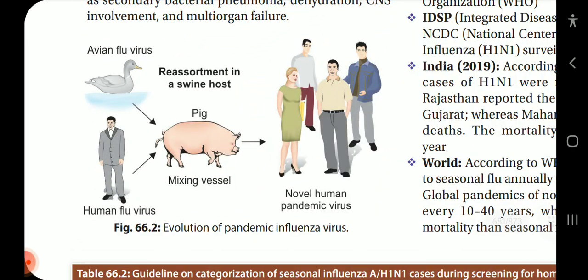Here, we can see the evolution of the pandemic influenza virus. It came from the avian flu, the human flu virus, and the swine strains, all mixed in pigs. The reassortment in a swine host affected the novel human pandemic and made a novel human pandemic virus.